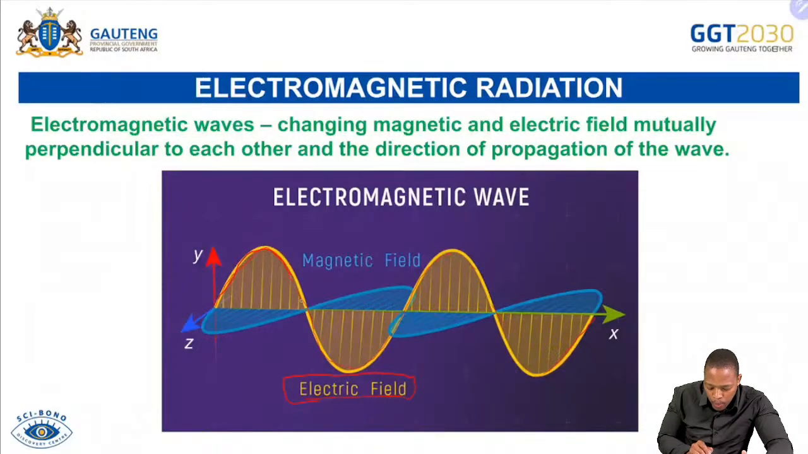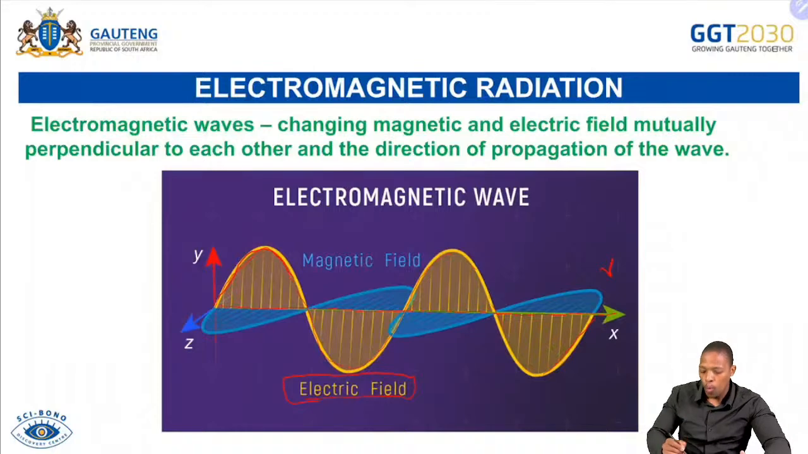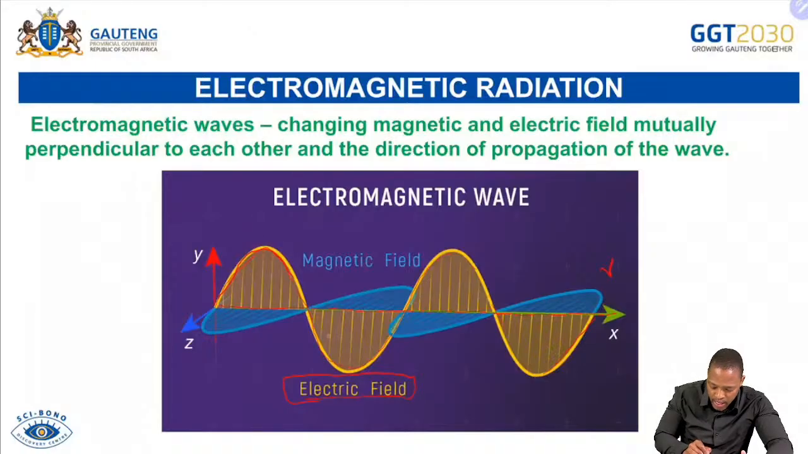But the wave is vibrating perpendicular to the direction of propagation. This is the direction of propagation, right here, our x-axis. I'll represent it with v for the velocity. This is the direction of propagation, and this is the direction of the wave, okay? And this wave is the changing electric field.